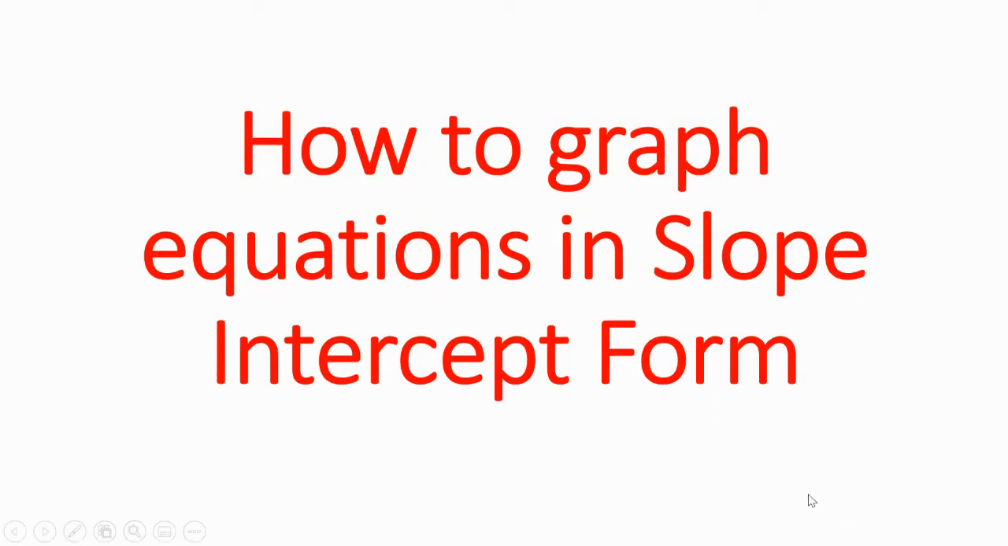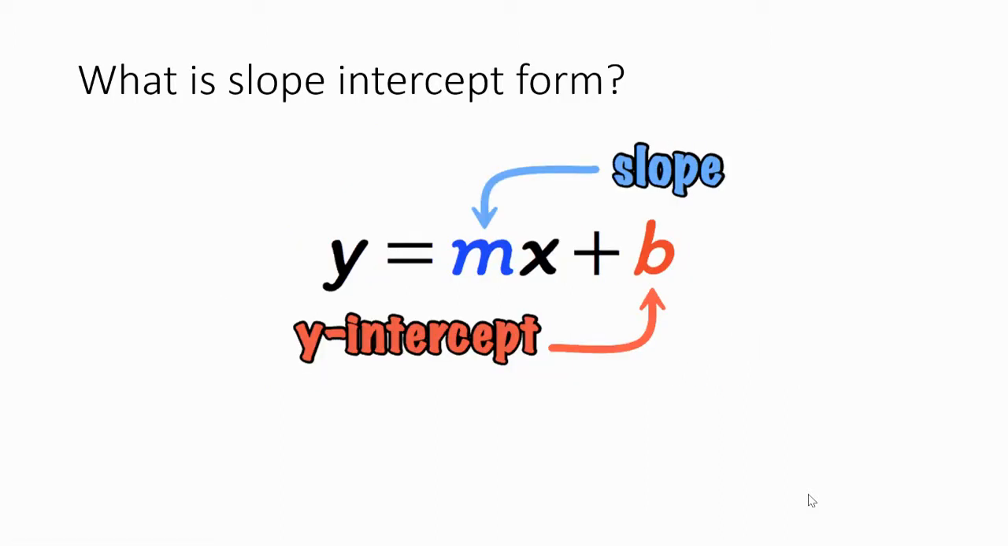In this video, we're going to discuss how to graph equations in slope-intercept form. So the first question we need to answer is, what is slope-intercept form? Slope-intercept form is expressed as y equals mx plus b, where the letter m is the slope of the line and b is the y-intercept.